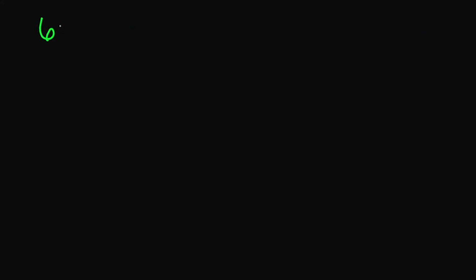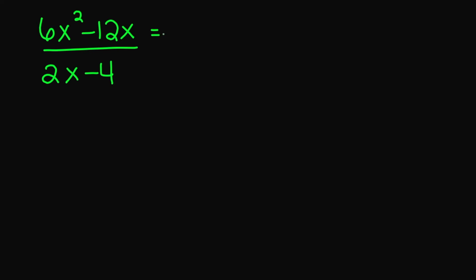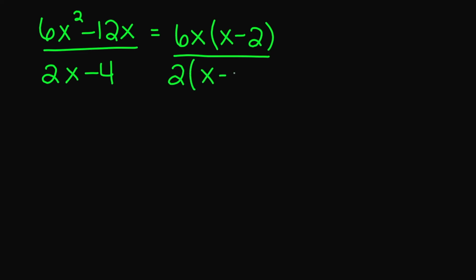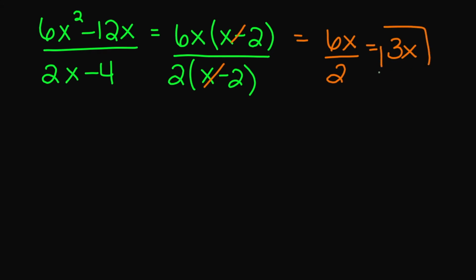Let's try 6x squared minus 12x over 2x minus 4. My numerator, I can factor 6x. If I factor 6x, I'll be left with x minus 2. My denominator, I can factor out a 2. If I factor a 2, I'll be left with x minus 2 as well. And according to the cancellation property, I can cancel out my x minus 2. I'll be left with 6x over 2, and 6x divided by 2 is going to equal 3x. So your final answer here is 3x.